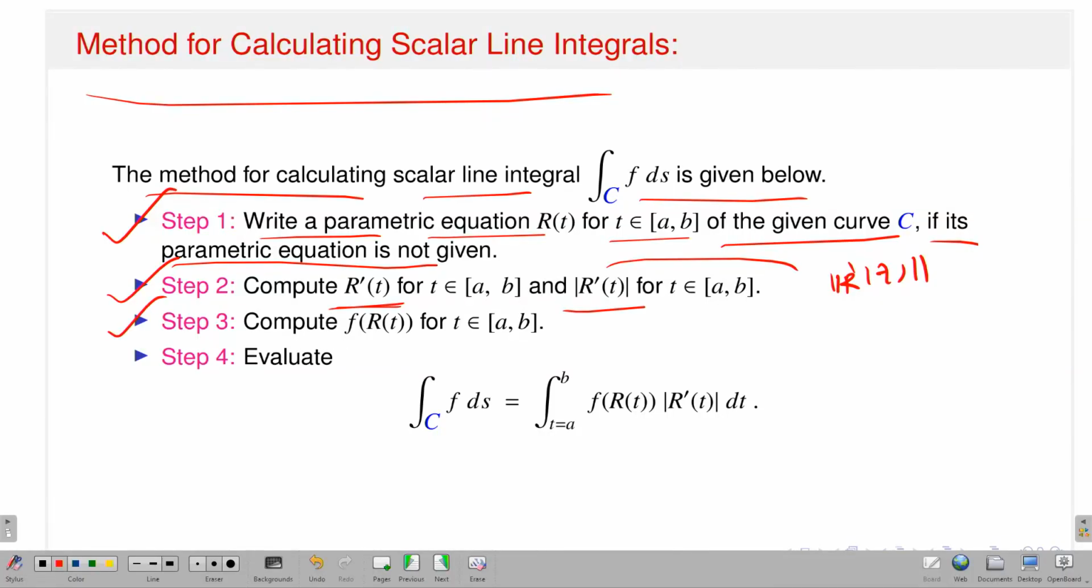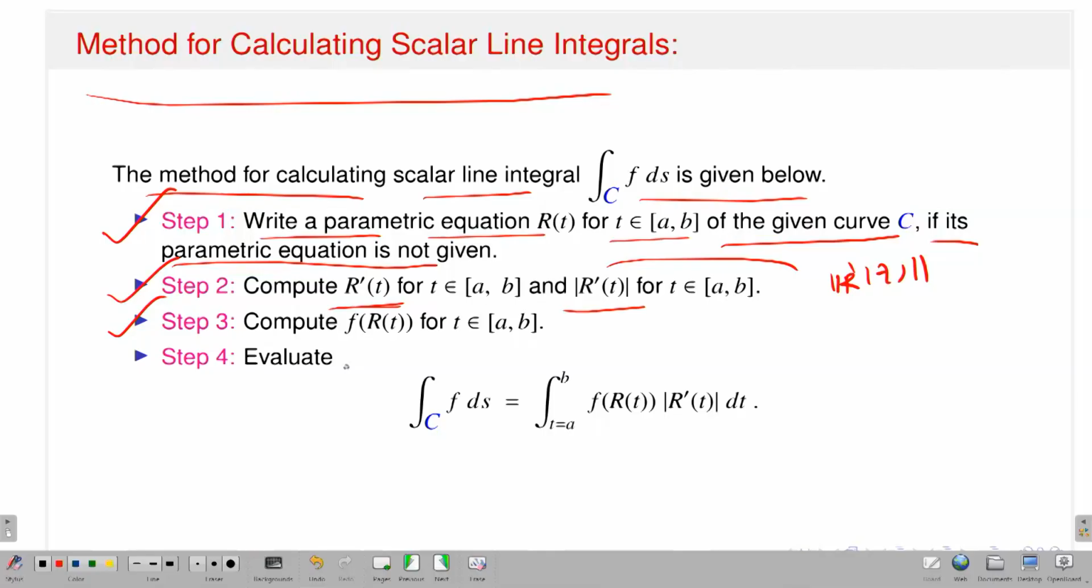The third step is that once your function f is given, and the curve C is sitting in the domain of your function, you calculate f composed with R, that is t goes to f of R of t. And finally, at the end you have to evaluate. What do you have to evaluate? The left hand side, that is the scalar line integral of f over the curve C, which is exactly equal to the integral of t running from a to b, where the parameterization is from a to b, of f of R of t, which you already calculated in step 3, times the norm of R prime t, which you calculated in step 2. And you just have to calculate a simple Riemann integration that you are already familiar with, right.